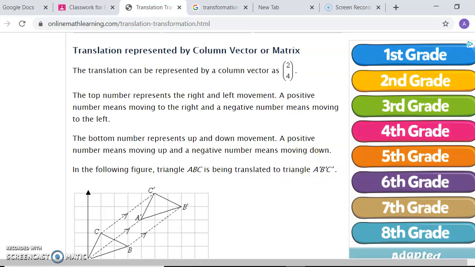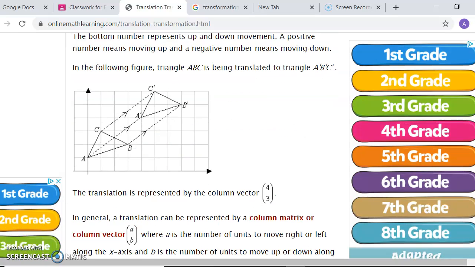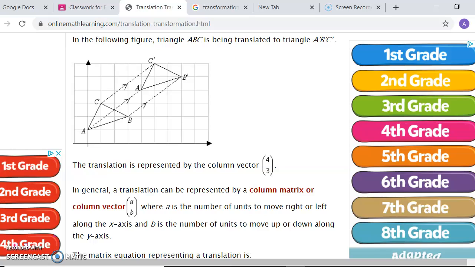So here, if you look at this particular figure, we have triangle ABC being translated to triangle A prime, B prime, C prime. This is your object, this is your image. And this is represented by the vector (4, 3). So 4 to the right: 1, 2, 3, 4. And then up 3: 1, 2, 3.